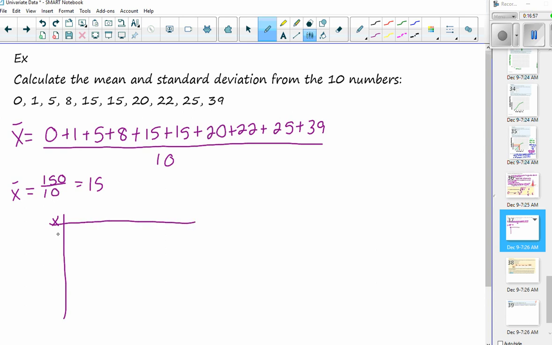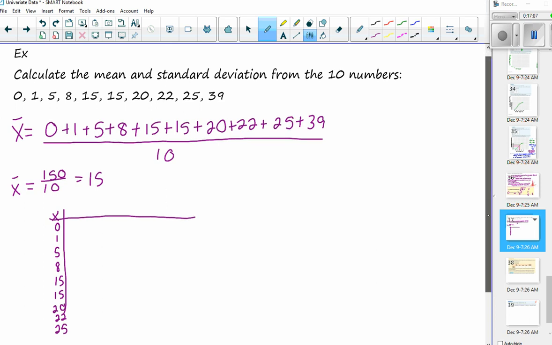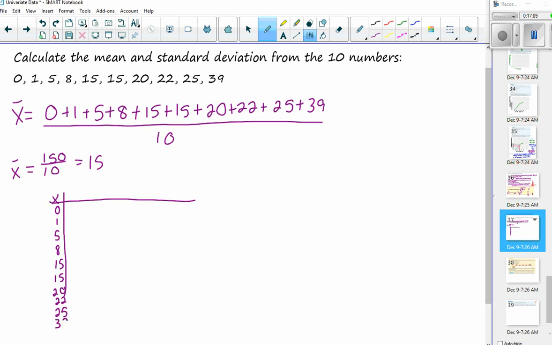So I'm going to do a column of all my x's. I'm going to write every x: 0, 1, 5, 8, 15, 15, 20, 22, 25, and 39. Okay, so those are all my data points. If we have a bunch of them that have frequencies like this, I'll show you how to do frequencies as well.